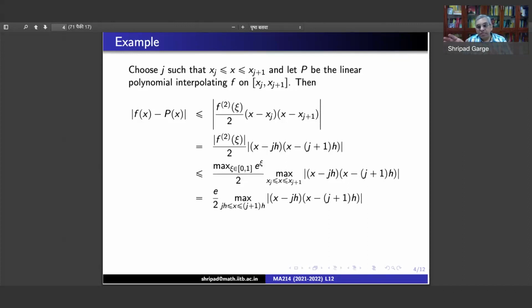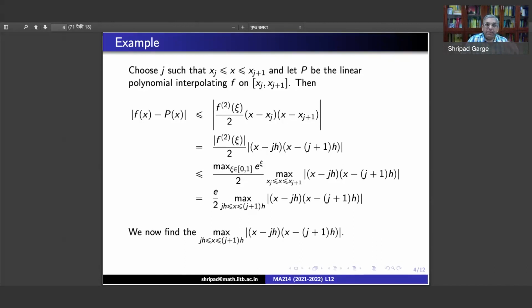And you have to compute the maximum of the second part, which looks like the polynomial (x minus a)(x minus b). On that interval [a, b], we want to compute the maximum of its modulus value, the maximum absolute value. Remember, there is an e by 2 outside, and we will multiply by the maximum value of (x minus jh)(x minus (j+1)h). In fact, there would have been an h if we had computed the maximum of the second derivative at xi, but that would be an exponential form. So instead we have taken the maximum of the whole exponential function on [0, 1], and our h will come from the polynomial, where it is easier to do the further computations.